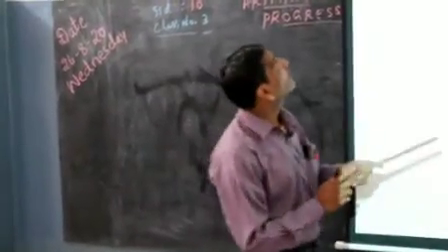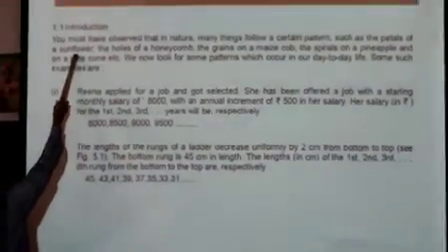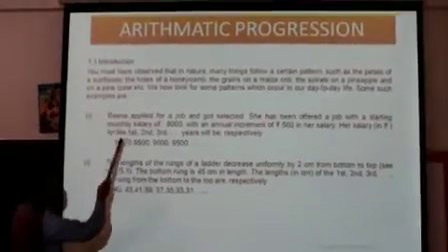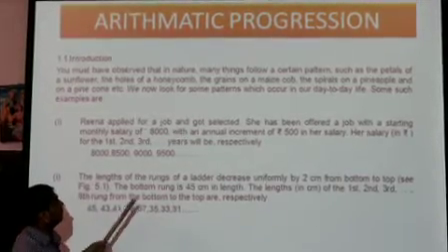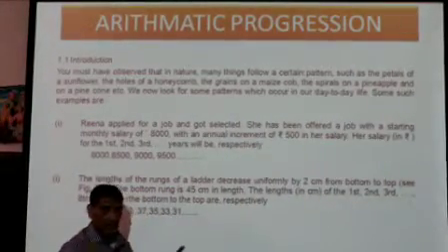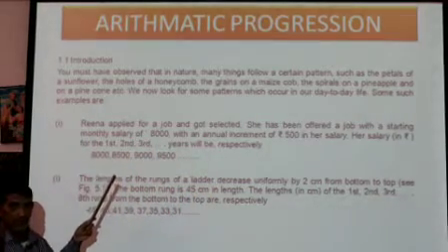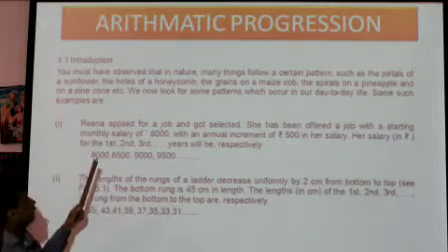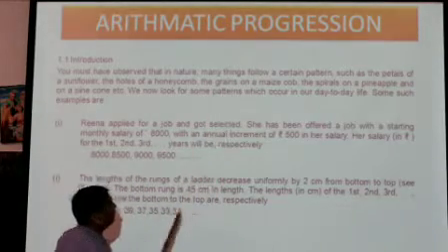You must have observed that in nature, many things follow a certain pattern, such as the petals of a sunflower. You know the petals of a sunflower. It is arranged according to arithmetic progression by nature itself. The holes of a honeycomb, you know honeycomb, also increase in the form of arithmetic progression. The grains on a maize cob are arranged in arithmetic progression. The spirals on a pineapple: if you cut the pineapple, in those spirals you can find the arithmetic progression in that order. On a pine cone too, look for some patterns which occur in our day-to-day life.